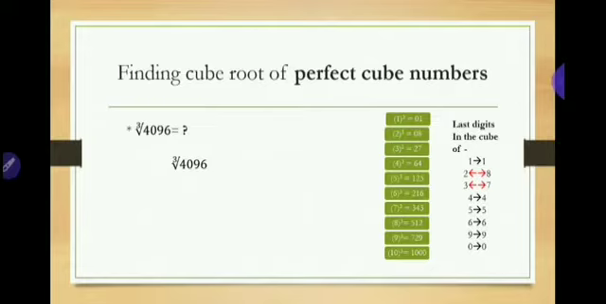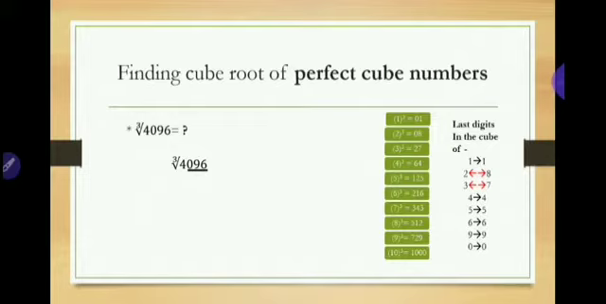So divide off the last 3 digits into one group, and I have made an underline below that. 096 is my group of 3 digits, and the remaining digits will form another group. That is, 4 is the only digit remaining, and that will be the second group.